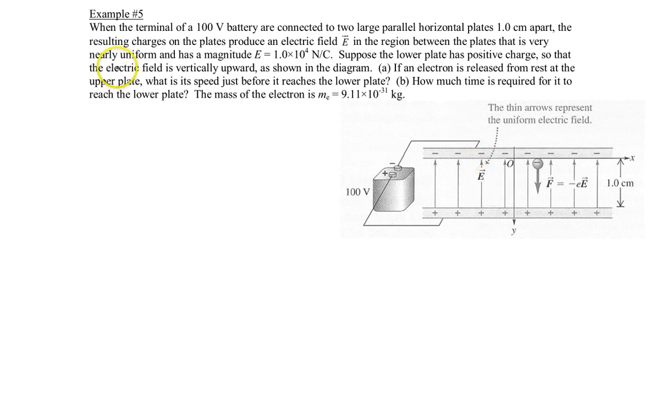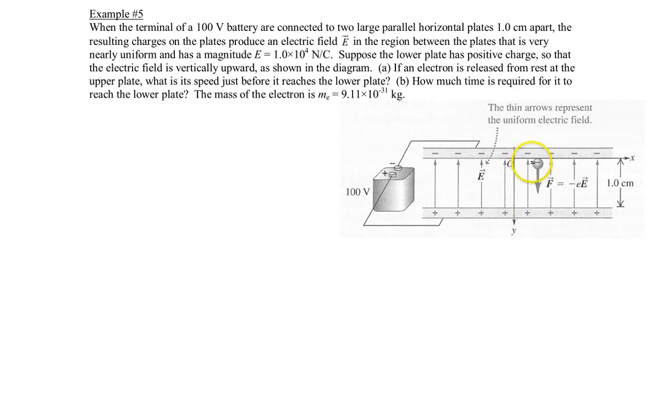This field is stated to be nearly uniform and has a magnitude of 1 times 10 to the power of 4 newtons per coulomb. The reason why we say uniform, you'll see all these field lines are all parallel and equally spaced, which means they have the same magnitude. Suppose that the lower plate has a positive test charge, so the electric field points vertically upwards.